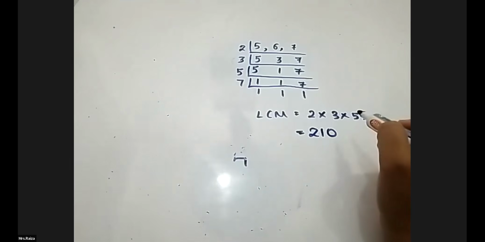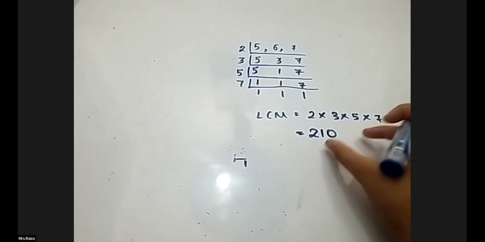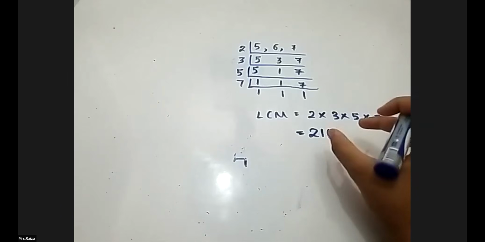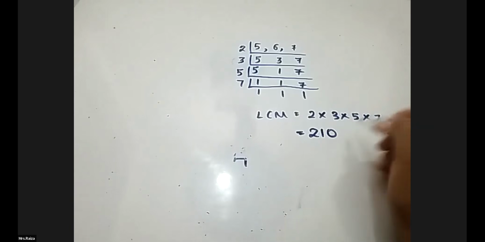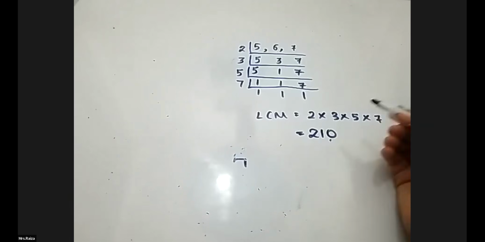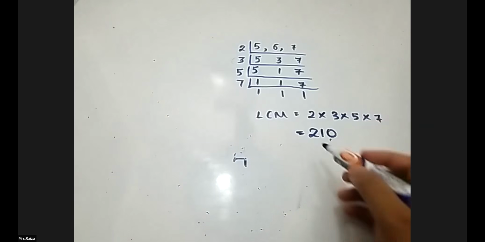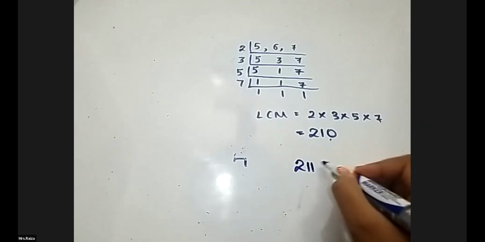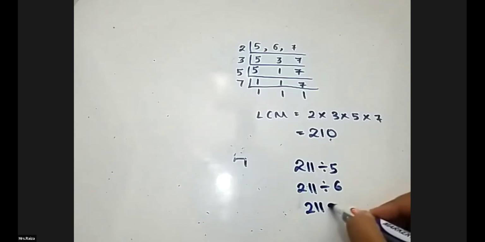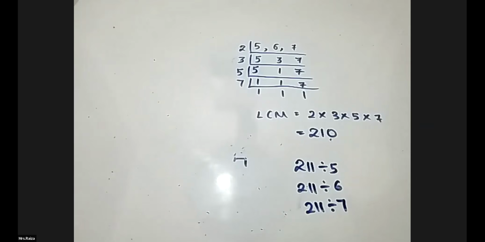But they are telling you that when this number is divided by 5, 6, and 7, you don't get a remainder of 1, because this is divisible by 5 exactly, since the last digit is 0. So what should be the number? You have to add 1, because 211 is the number that is not divisible by 5. So when you divide 211 by 5, 211 by 6 and 211 by 7, what value do you get? You will definitely get a decimal value and you will get a remainder as well. So let me show you that.